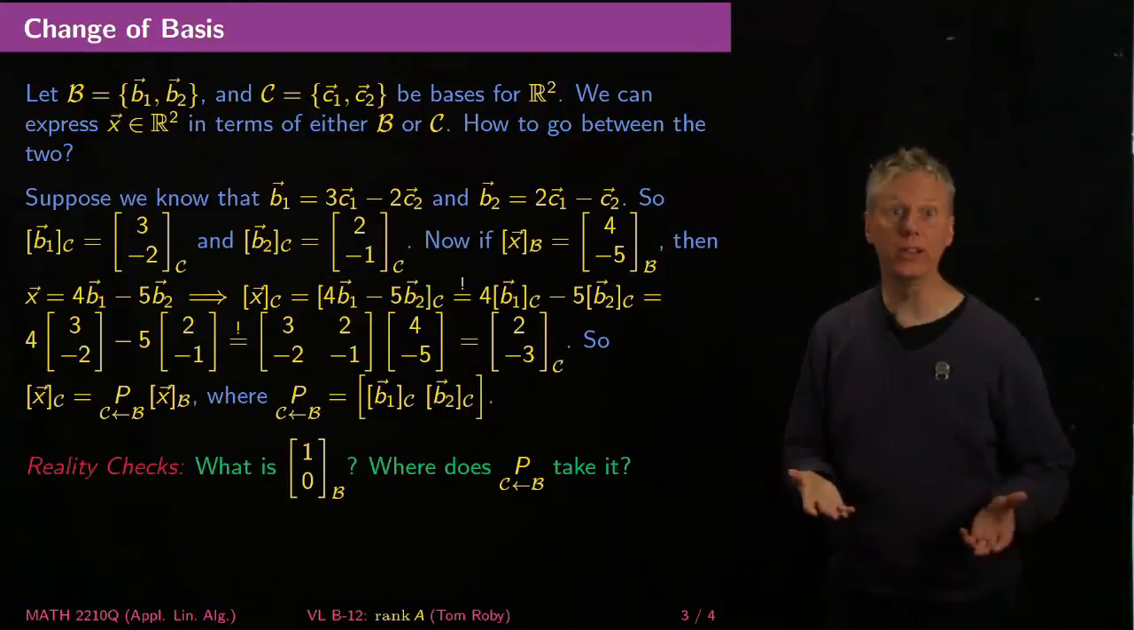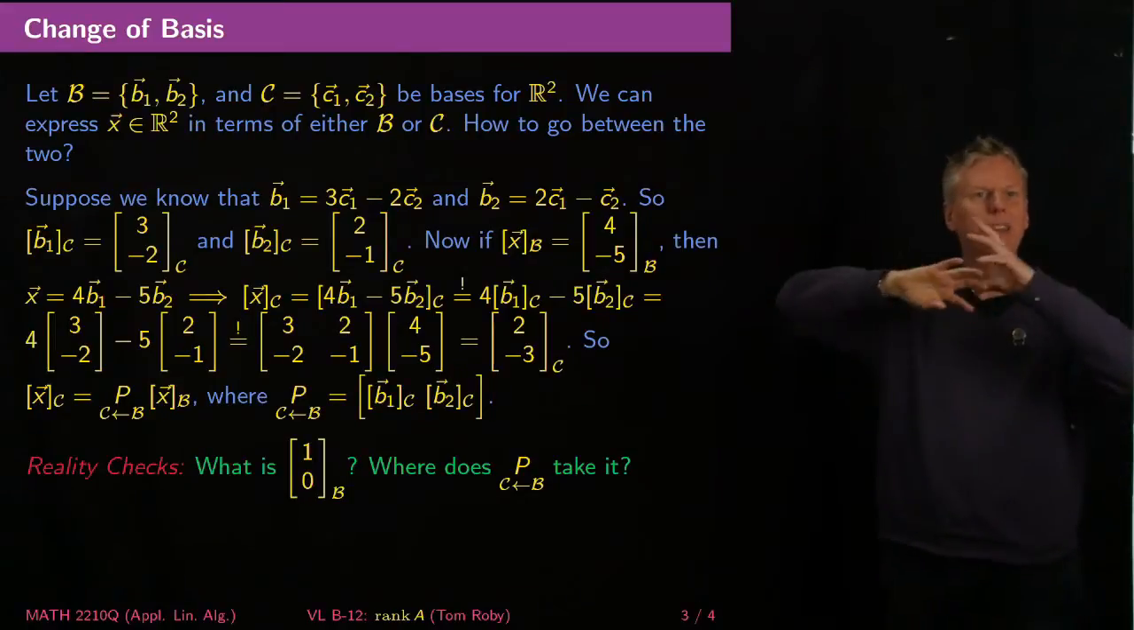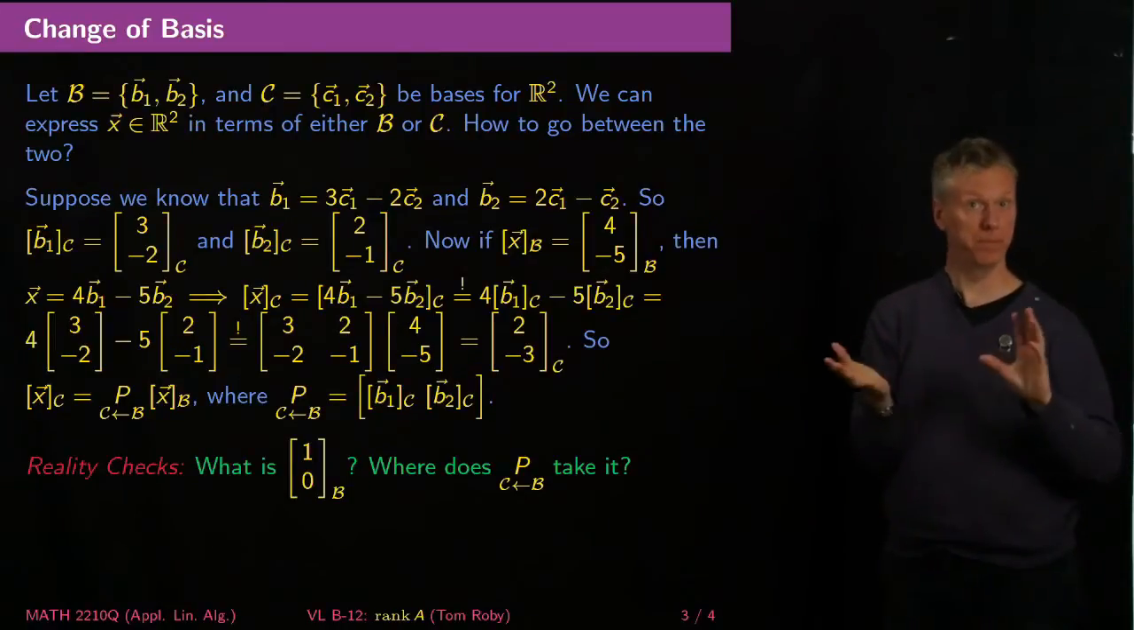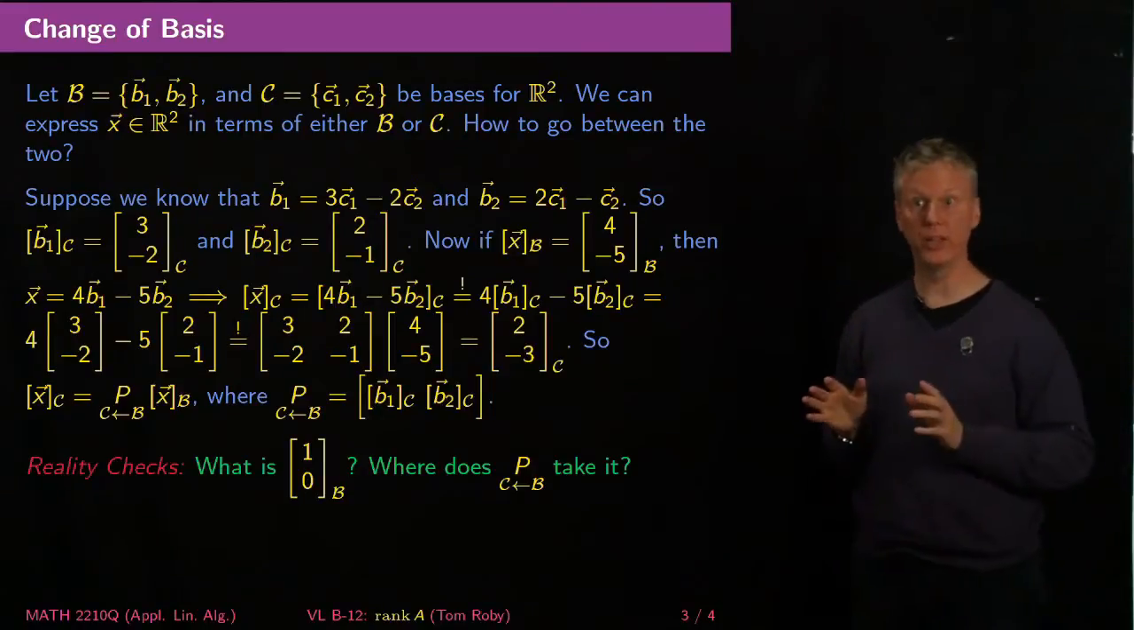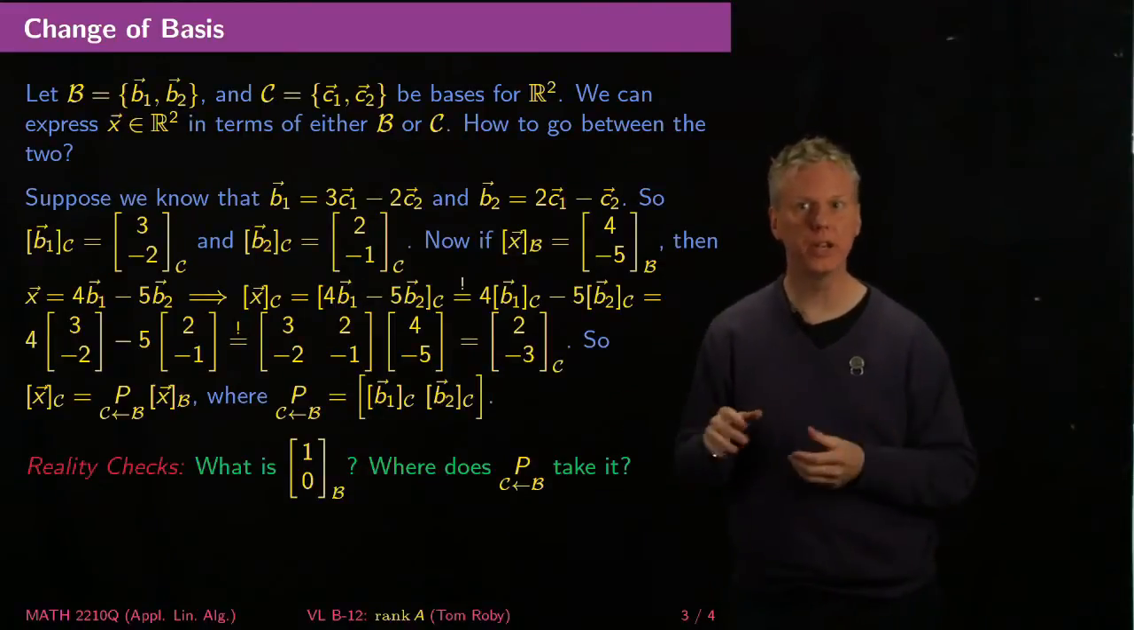So let's just do a reality check. This is a really good thing to do to make sure you haven't got it backwards. It's easy to get this backwards somehow, and I do it myself and I have to straighten things out. So you want to have reality checks floating around.